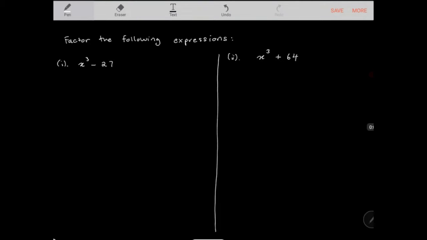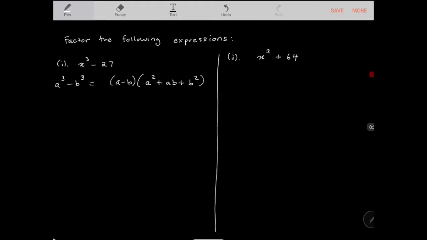Let's take a look at factoring some cubic expressions. And in the first example, we have x cubed minus 27. So I'm going to use the template a cubed minus b cubed. And using this template, you can factor this as a minus b times a squared plus ab plus b squared.